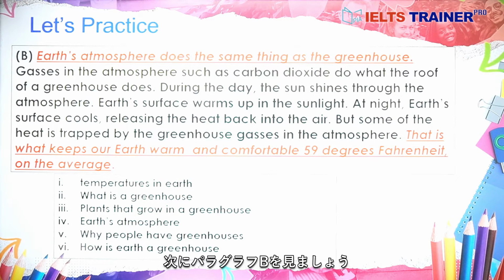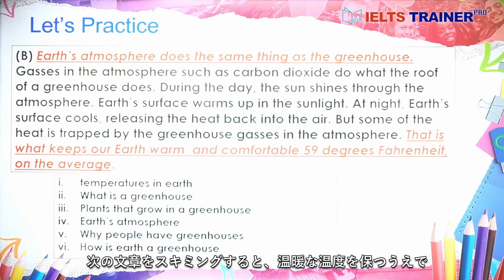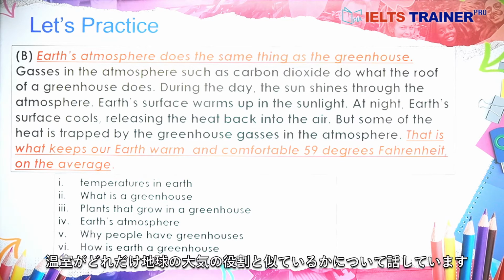Now it's time for paragraph B. The first line of the second paragraph says, Earth's atmosphere does the same thing as the greenhouse. And as we go skimming the next sentences, the writer talked about the functions of the Earth's atmosphere and how similar it is to the greenhouse in keeping warm temperatures.